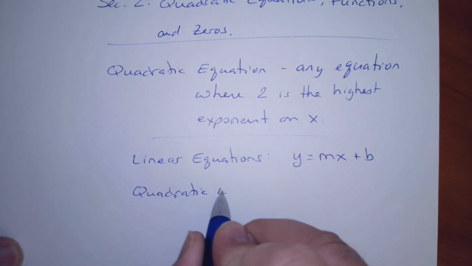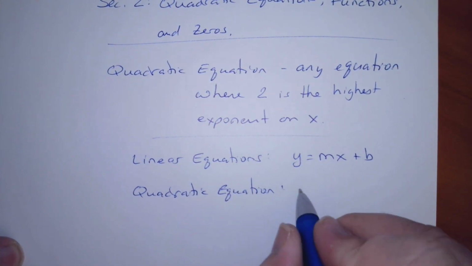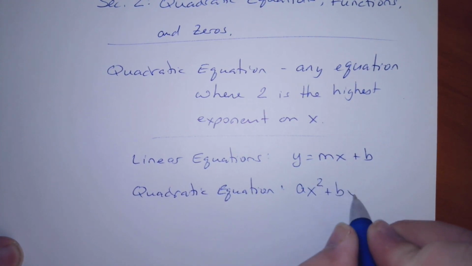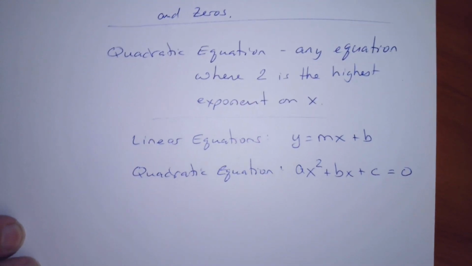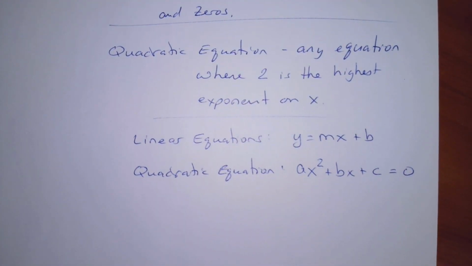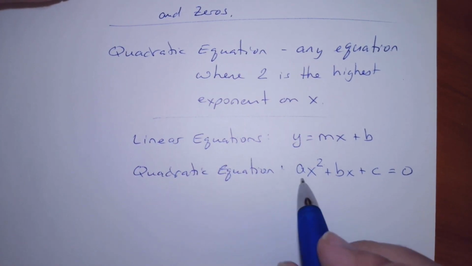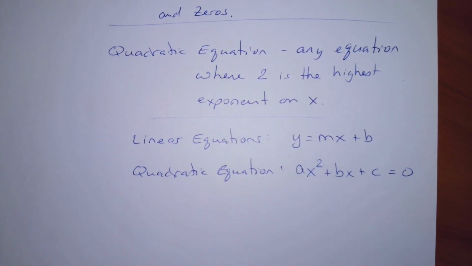A quadratic equation looks like this. That's a standard form. The largest exponent on x is 2, where a, b, and c can be any numbers. They're coefficients. And when we solve them, we need to have it equal 0.